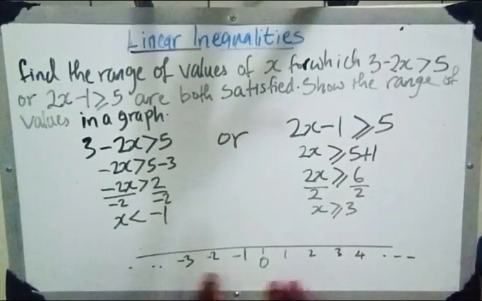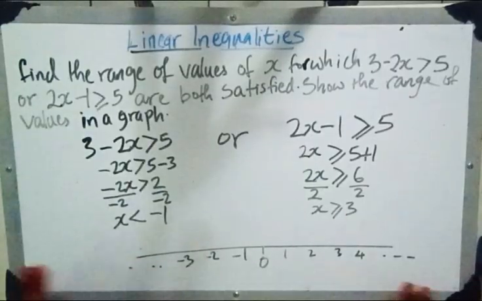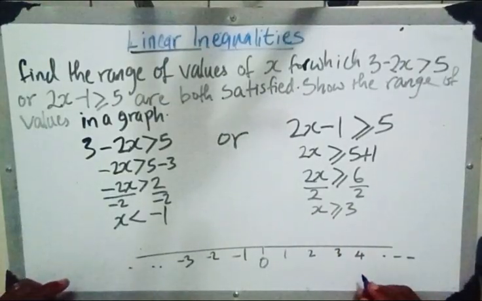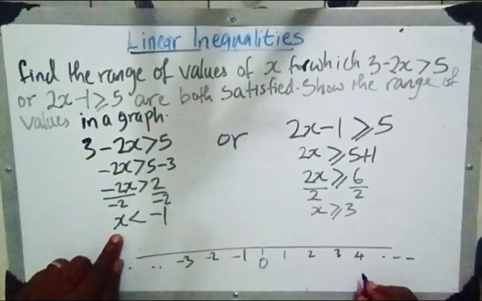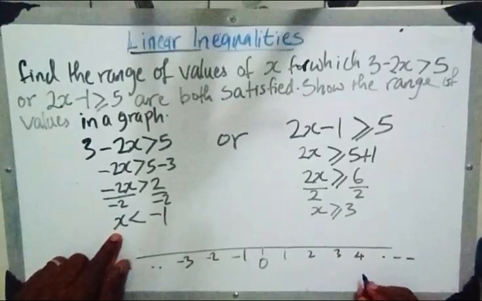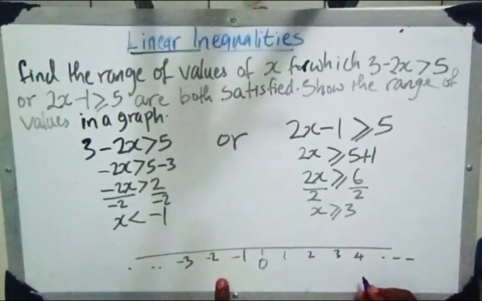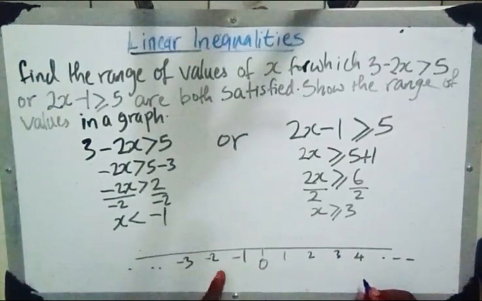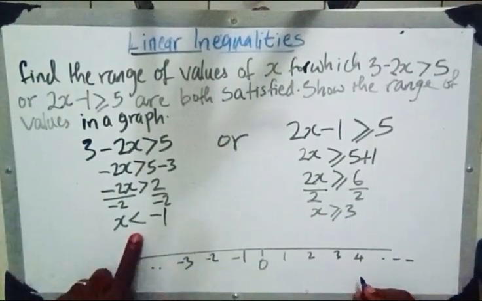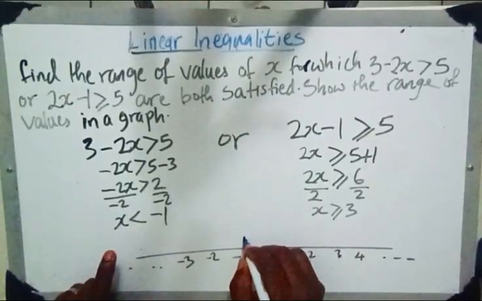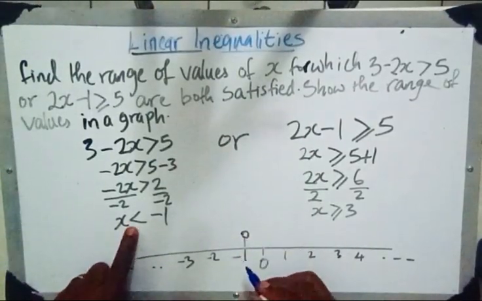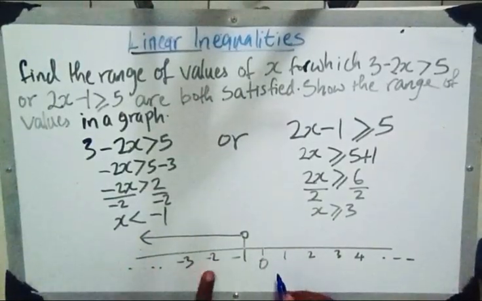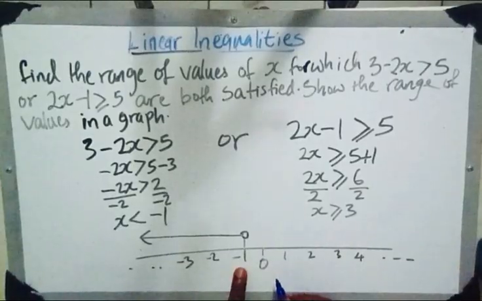So what we are doing basically on the number line is showing the range of values where these two inequalities are satisfied. So for the first one, it says that x is less than negative 1. Now remember that negative 2 is less than negative 1, and negative 3 is less than negative 2. Since it says less than, we're going to start from here, and we have our open circle because it's just less than, then our arrow goes this way. So these are all the numbers that are less than negative 1.